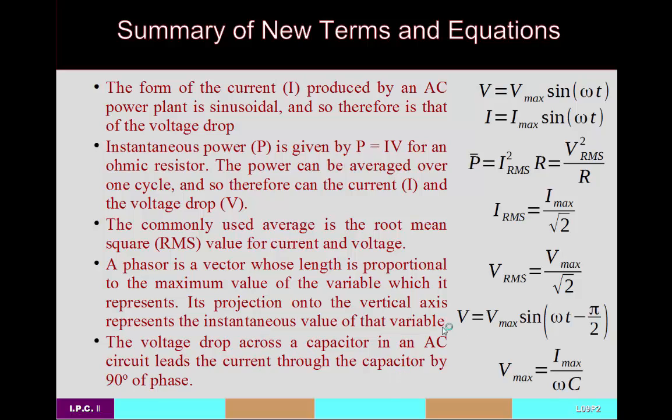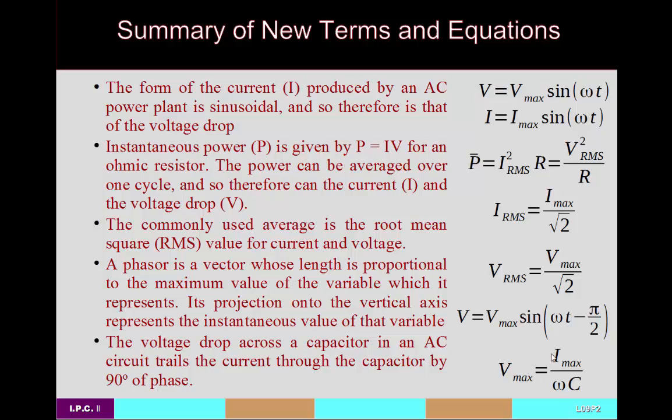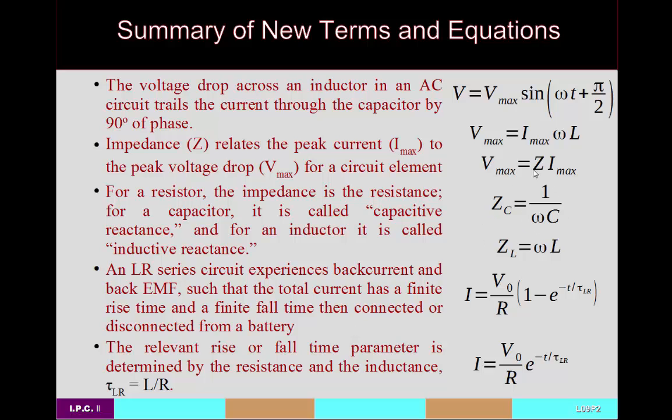The voltage drop across a capacitor in an AC circuit tends to trail the current through that capacitor by 90 degrees. And that can be easily shown by looking at the phasor for the capacitor in an AC circuit, which was figure 9.2.8 in this lecture. Here's the voltage, here is the current. It rotates counterclockwise, so the voltage is trailing the current by 90 degrees, and here of course is the voltage and here is the current. The maximum voltage in any case is the maximum current divided by the angular frequency times the capacitance. This 1 over omega C term is in fact the capacitive reactance, which is the impedance for a capacitor.